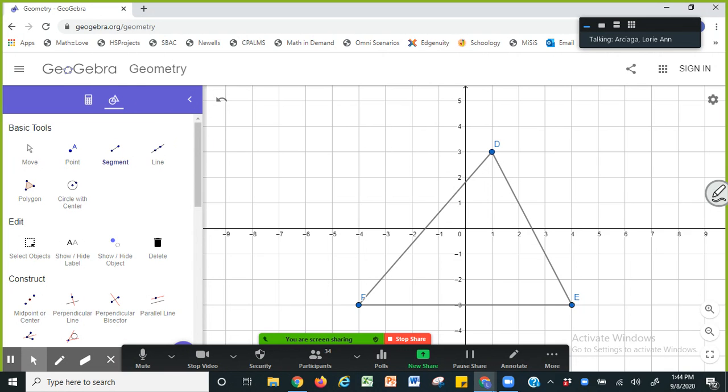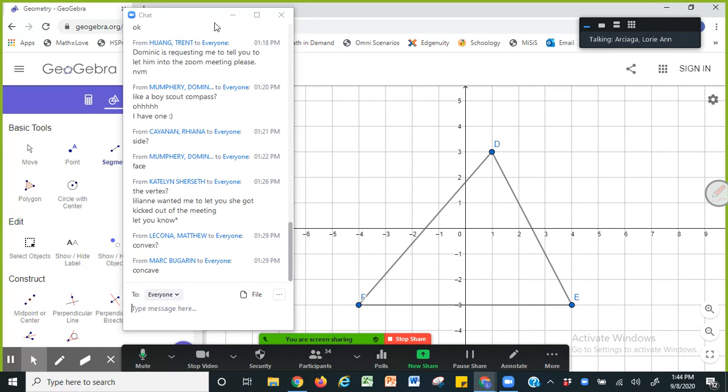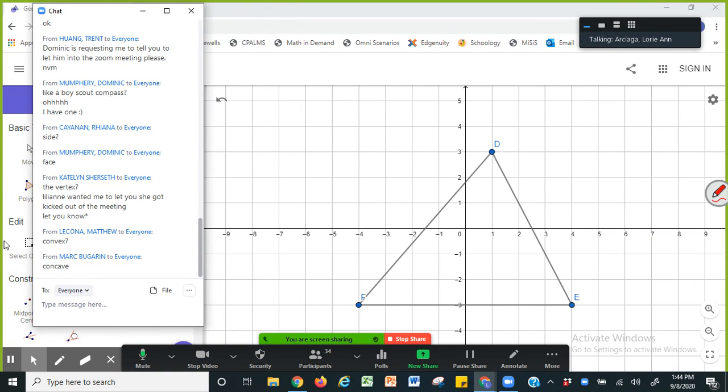All right. Now either unmute yourself or type in the chat. We're trying to find the area this time. So do I have to find all the sides? Yes or no? If not, which one do I need? Don't you need just the base and the height? Very good, Matthew. You're right. You only need the base and the height. So the base is 8? FE, yeah, 8. Okay, so 1, 2, 3, 4, 5, 6, 7, 8.